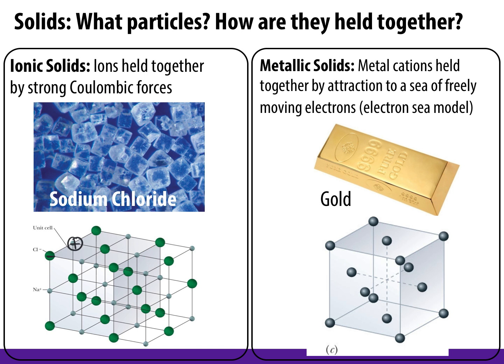Metallic solids, on the other hand, the particles here are going to be metal cations, and they're held together by an attraction to the sea of freely moving electrons. So gold here would have all these gold atoms, and then we can think about all of these electrons smeared out around the gold, and those electrons are moving freely, which is why metals are conductive. They also tend to be shiny.